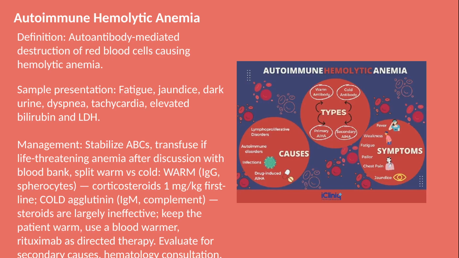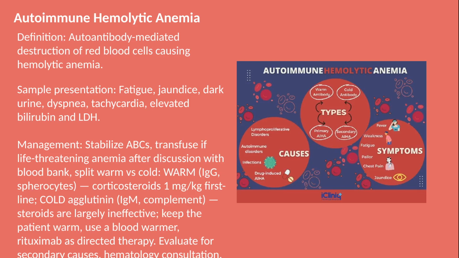Warm disease, mediated by immunoglobulin G, is the common form, and corticosteroids are first line. Prednisone at roughly 1 mg per kilogram daily. Cold agglutinin disease, mediated by immunoglobulin M, responds poorly to steroids. Those patients need aggressive warming, warmed fluids and blood products, and avoidance of cold exposure, with rituximab as directed therapy.